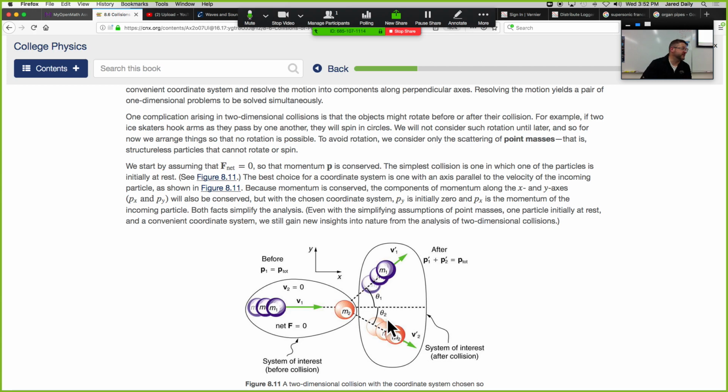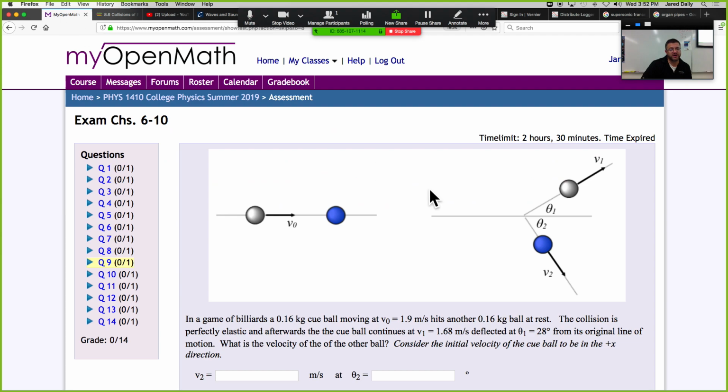Now why does that help us? That helps us because if they give us one of the angles to the middle, we can calculate the other one just by taking 90 minus the first one, which is exactly what they do in this problem.